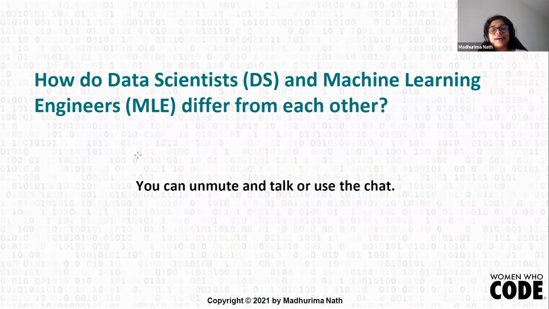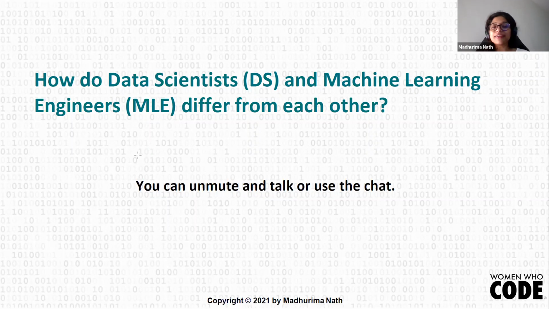A question for you all: they sound very similar to each other. So is there a difference between a data scientist and a machine learning engineer, or are there similarities? What are your thoughts?